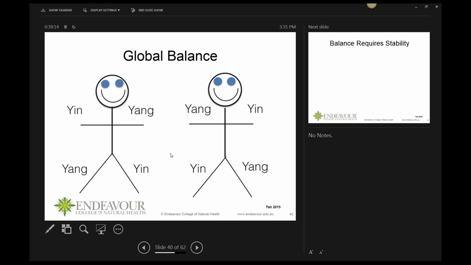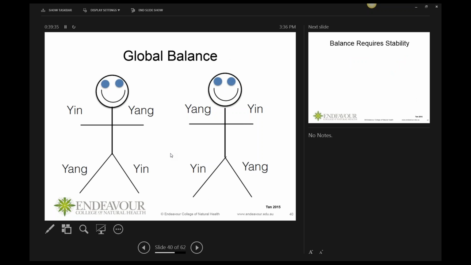So with this one, this is how we can set it up. The polarity can be reversed, it doesn't really matter, but basically as long as you have one arm that's yin and one arm that's yang, and one leg that's yin and one leg that's yang, we end up with a cross pattern of these.